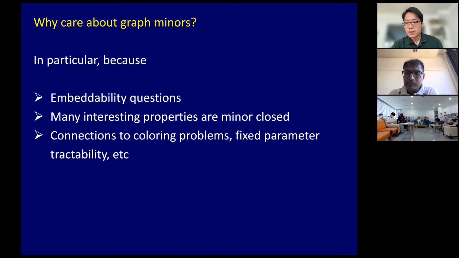You said that graph minors are helpful for embeddability questions, and I saw a concept like embedding graphs not on a sphere but on other topological spaces, like a torus for instance, or other topological spaces of higher genus. Is it also helpful there? Are they also useful for embedding graphs on other topological surfaces?